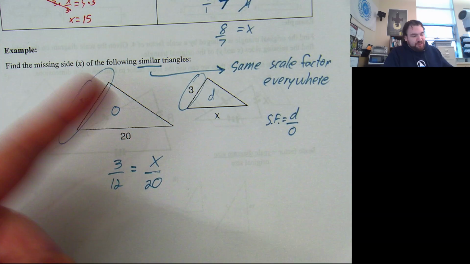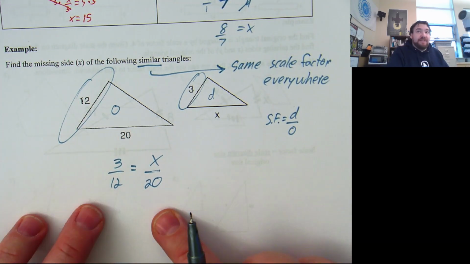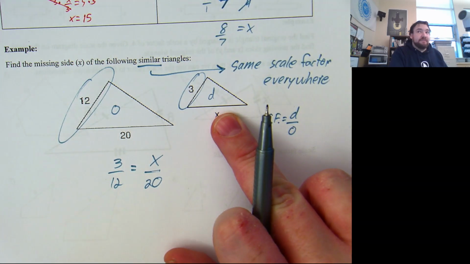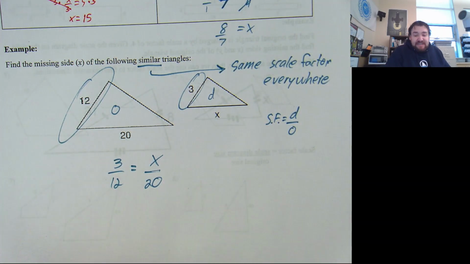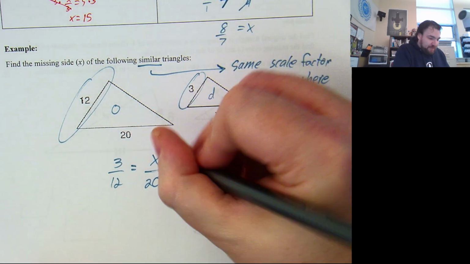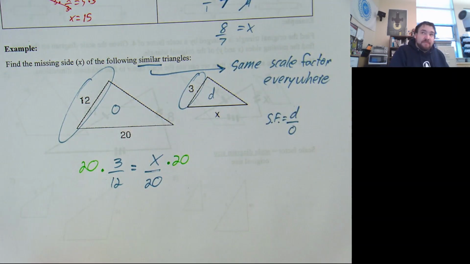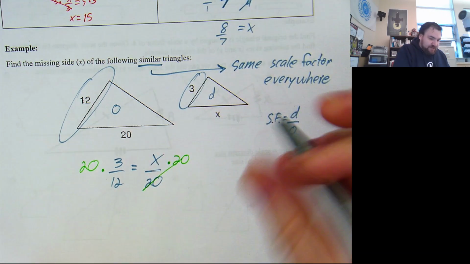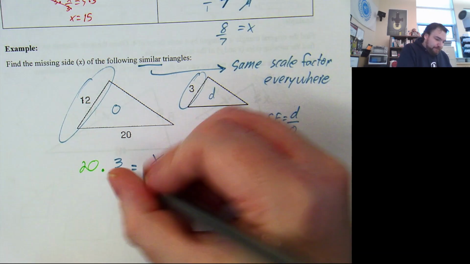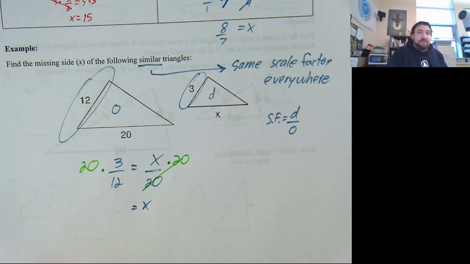And so if these two triangles are similar, this is what we need to solve to figure out what this length is. This is not overly difficult to do. To get x by itself, I'm going to multiply both sides by 20. On the right-hand side, they cancel, leaving me with x.